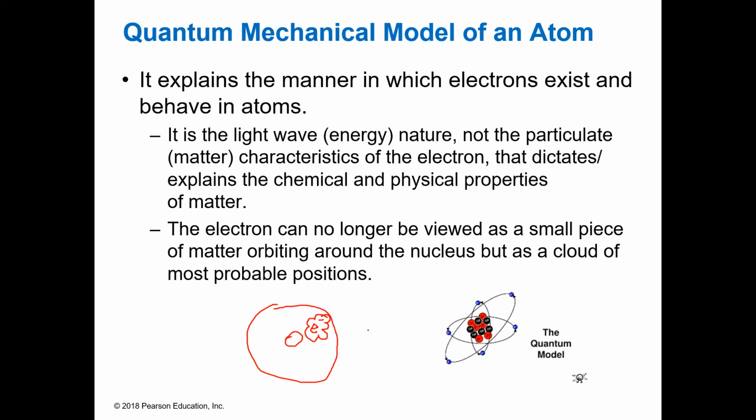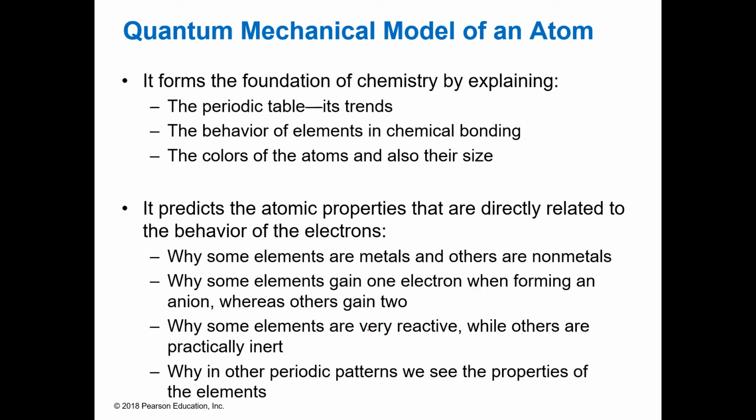Okay, a little bit more about what the quantum mechanical model of an atom tells us. It's super important. It forms the foundation of all of our chemistry, with the basis being your periodic table. This actually allows us to see why the periodic table is formed the way it is and the trends that it has. It describes for us the behavior of our elements in regards to how they bond, their chemical bonding, the colors, and their size. It also predicts atomic properties.